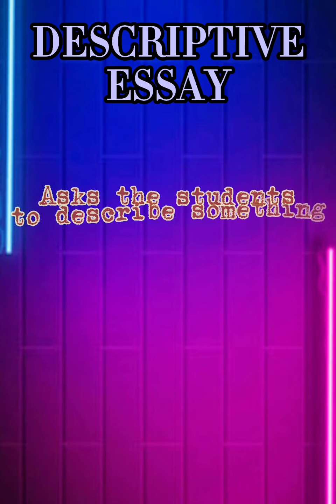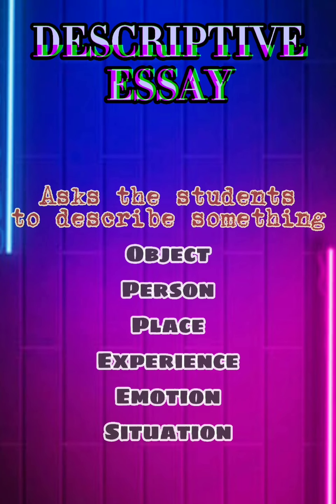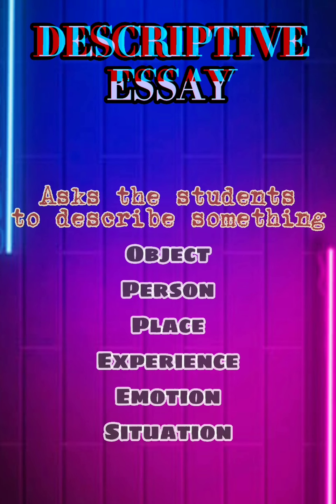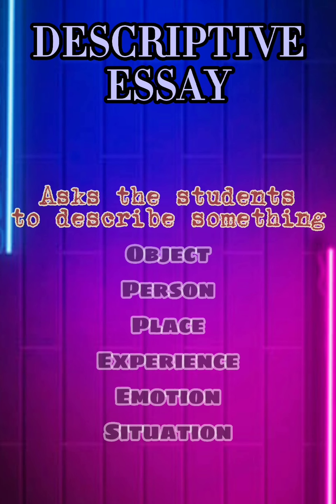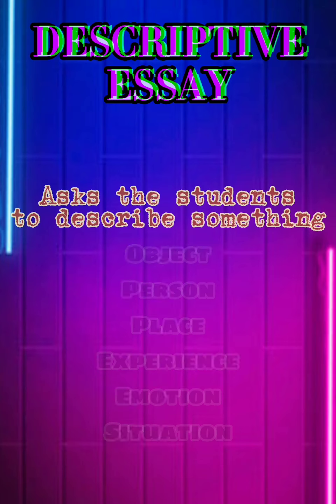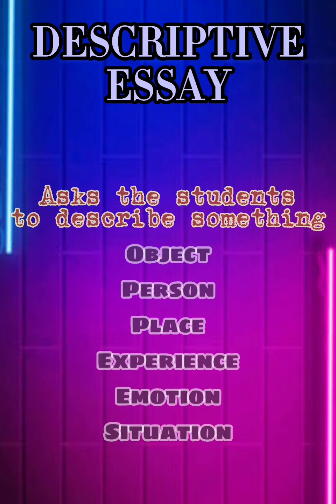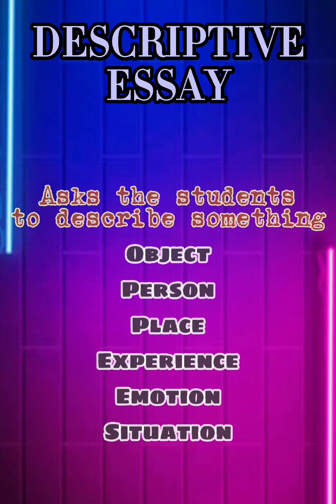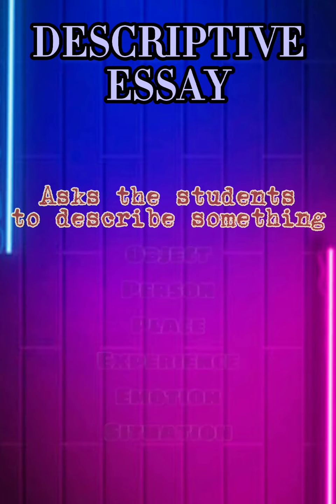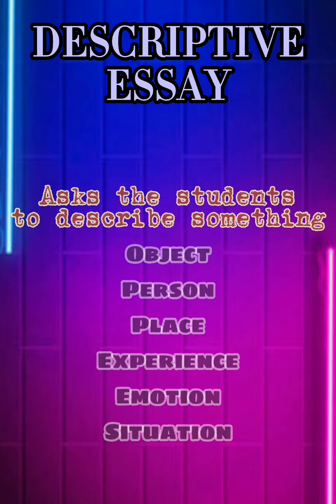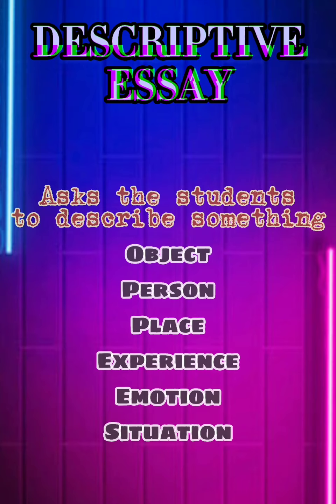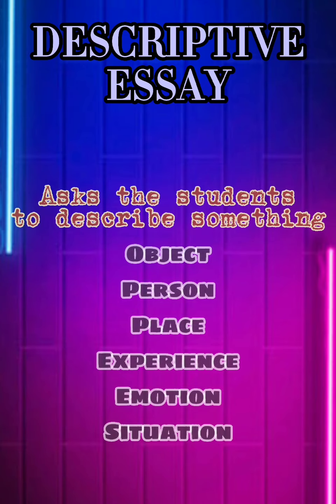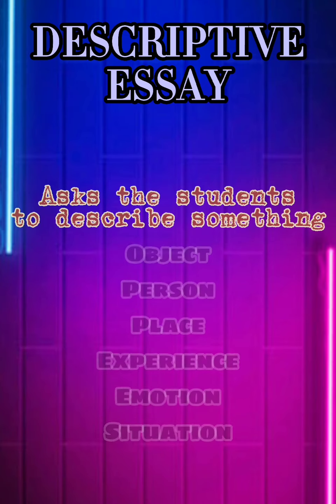Next is the descriptive essay. So what is a descriptive essay? A descriptive essay asks the students to describe something, for example, an object, person, place, experience, emotion, situation, and others. Okay, so a descriptive essay means you need to give a description, you need to explain the situation or the emotion. Alright.